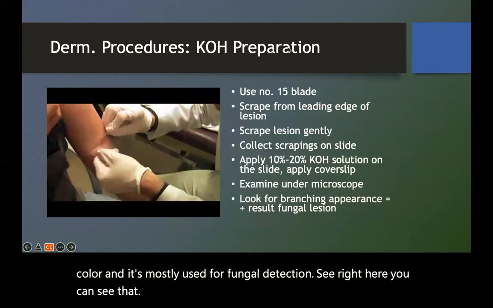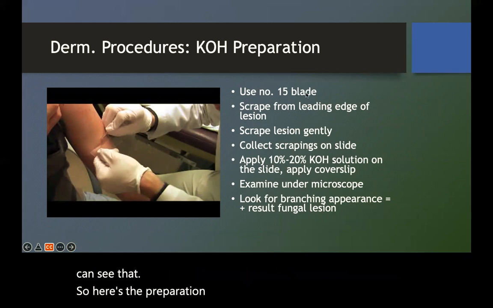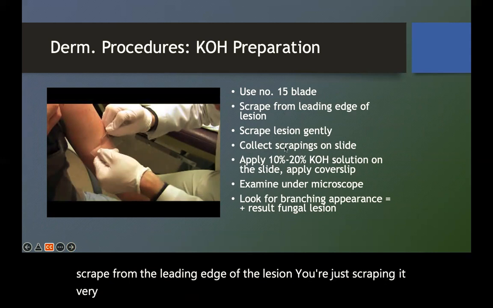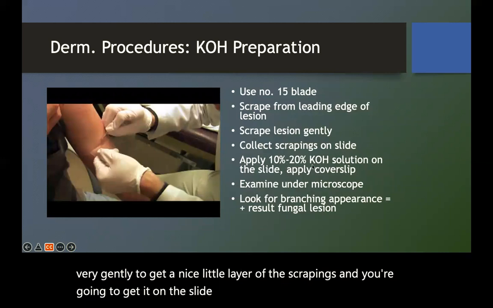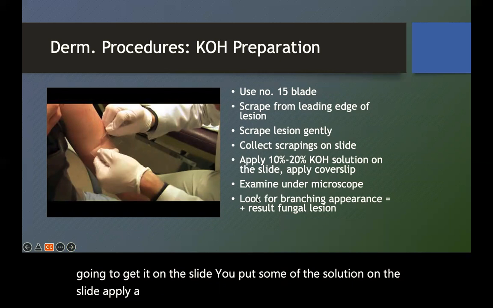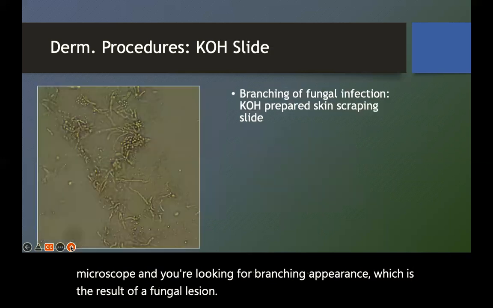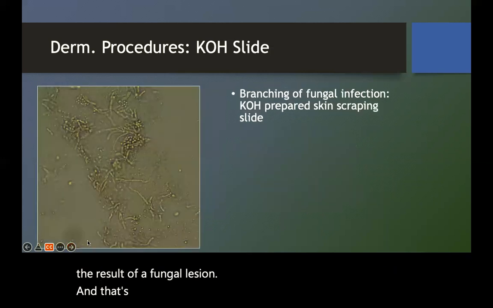Okay, so here's the KOH preparation. It's a number 15 blade. You want to scrape from the leading edge of the lesion. You're just scraping it very gently to get a nice little layer of the scrapings, and you're going to get it on the slide. You put some of the KOH solution on the slide, apply a cover slip, and then it goes right under the microscope. And you're looking for a branching appearance, which is the result of a fungal lesion. And that's what it looks like.